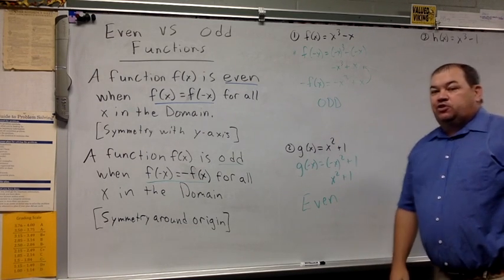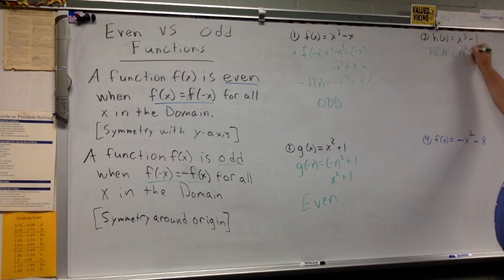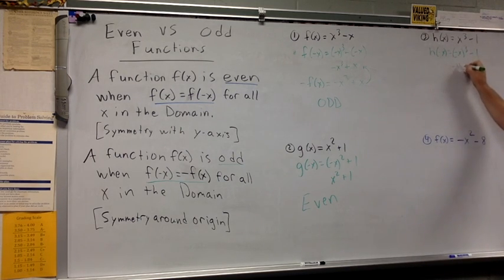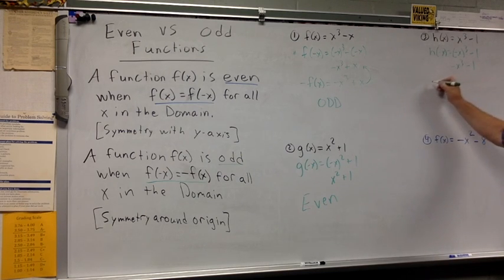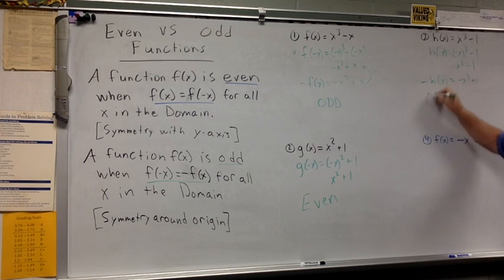And sometimes you'll have functions that are neither. So here's the original function. I'm going to plug in negative x, and I get negative x cubed minus 1. So it is not even. The original function and plugging in negative x are not the same. Now I'm going to try changing all the signs in h. So I get negative x cubed plus 1. Doing that and comparing it to plugging in a negative x, they are not the same. So it is not odd, so this is neither.